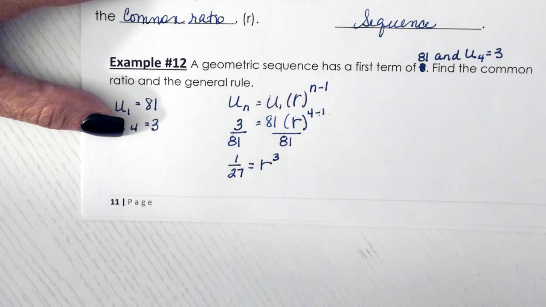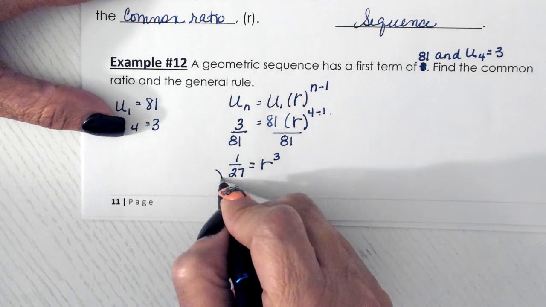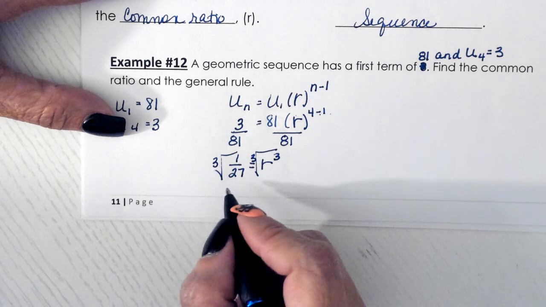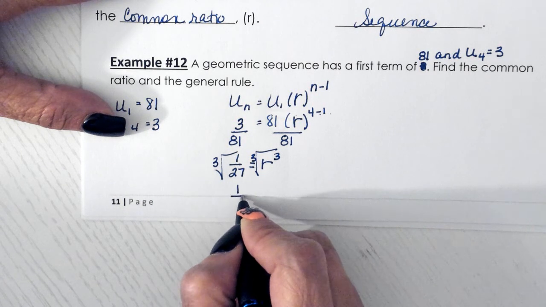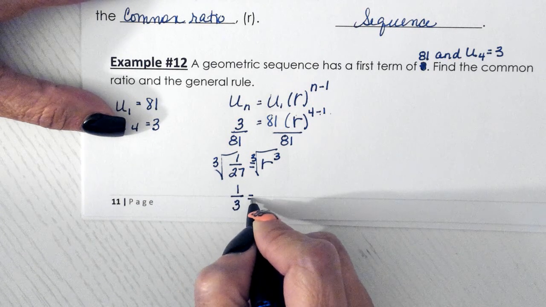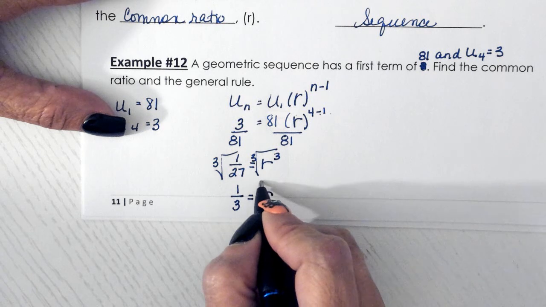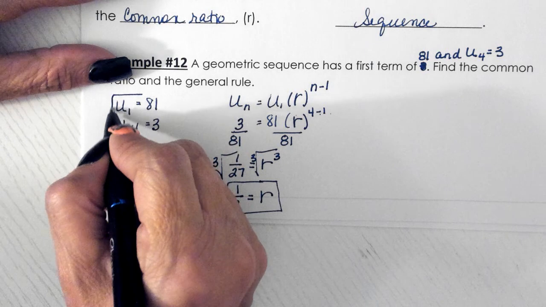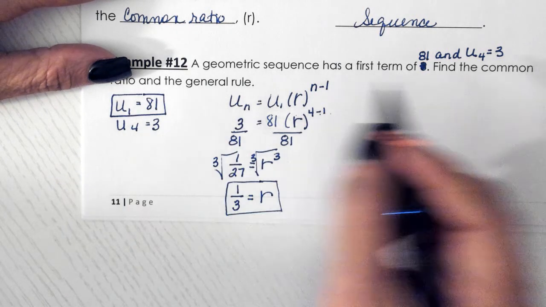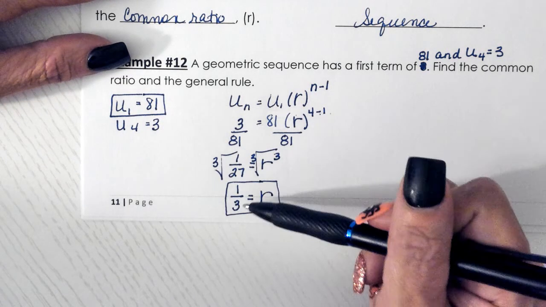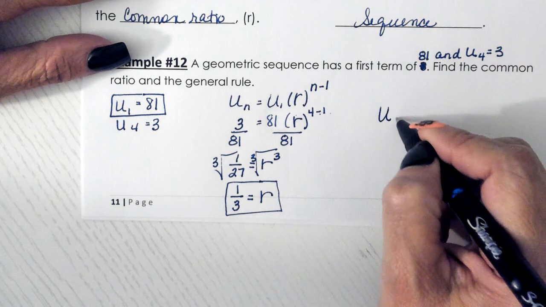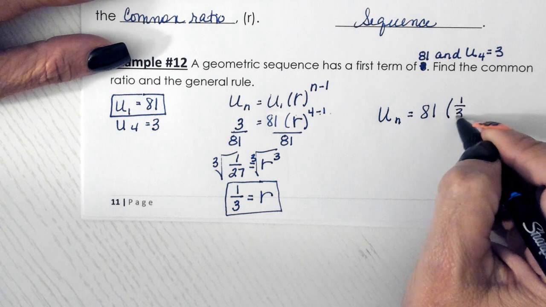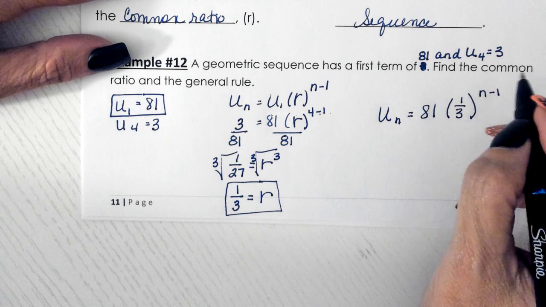R to the third power is 1 over 27. I need to take the cube root of each side. The cube root of 1 over 27 would be 1/3, so r equals 1/3. Okay, so now I know r. I know the first term. Find the common ratio, which we did, and the general rule. So the general rule is going to be U1 times 1/3 to the n minus 1 power.